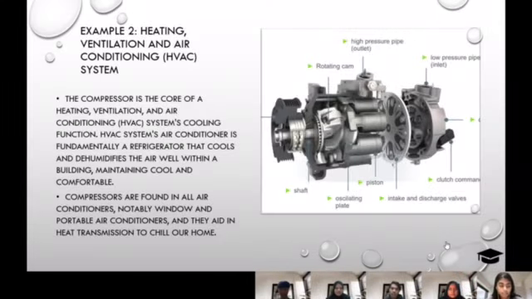The second example of the compressor is the heating, ventilation and air conditioning system. The compressor is the core of the system's cooling function. The air conditioner is fundamentally a refrigerator that cools and dehumidifies the air within a building, maintaining a cool and comfortable environment. Compressors are found in all air conditioners, notably window and portable air conditioners, and they aid in heat transmission to heat our home.